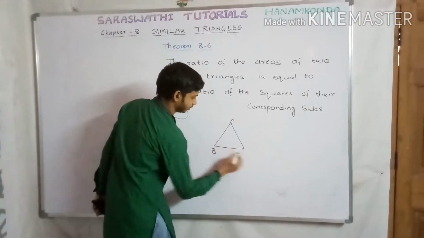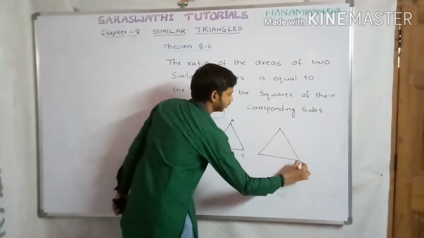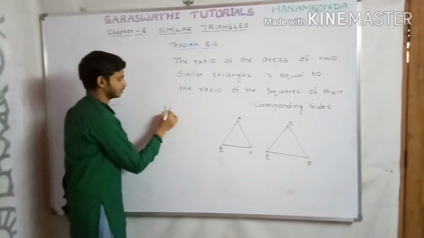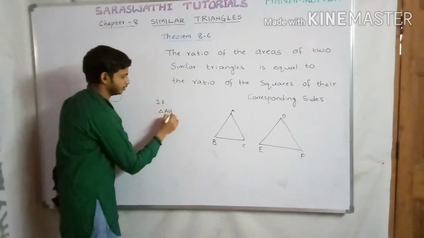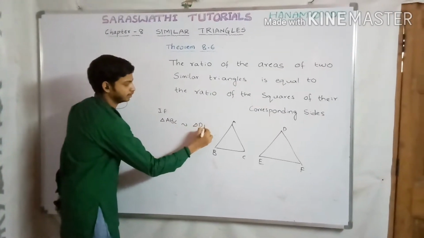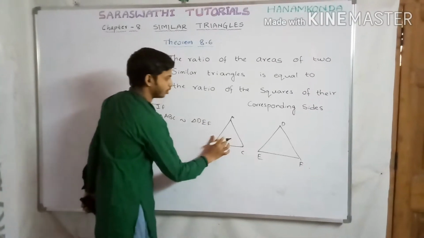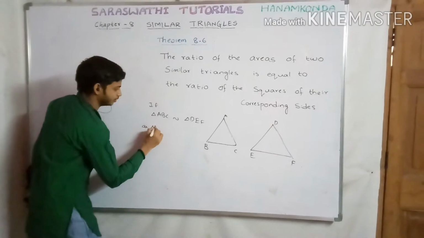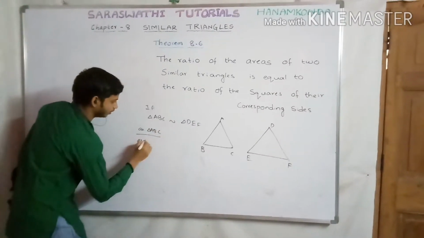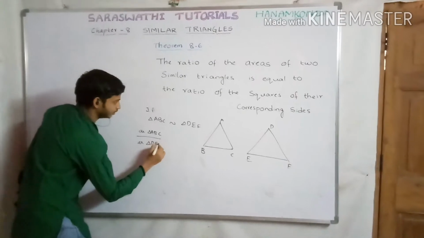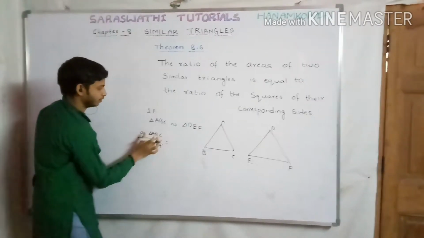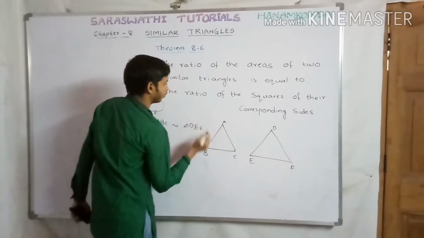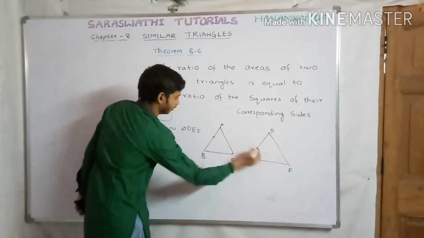triangle ABC and triangle DEF. Okay, so if these two triangles are similar, that is if triangle ABC is similar to triangle DEF, so the ratio of areas of two similar triangles, that means area of ABC by area of triangle DEF, is equal to the square of the ratio of their corresponding sides, that means (AB by DE) square.